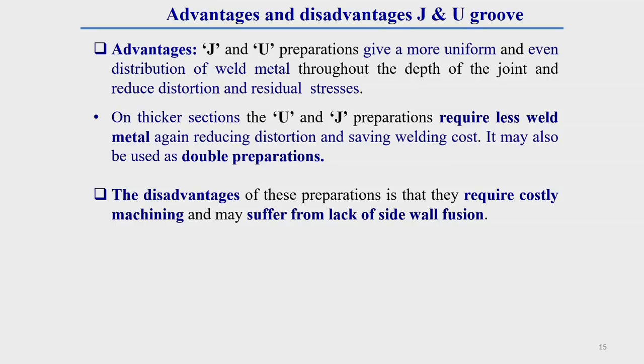Here one thing we can observe in case of J and U groove: once we do the welding, the weld bead shape looks like this. Now we will go through the advantage and disadvantage of J and U groove. In case of J and U groove, once we do the welding, let this be a J groove welding and let this be a U groove welding.